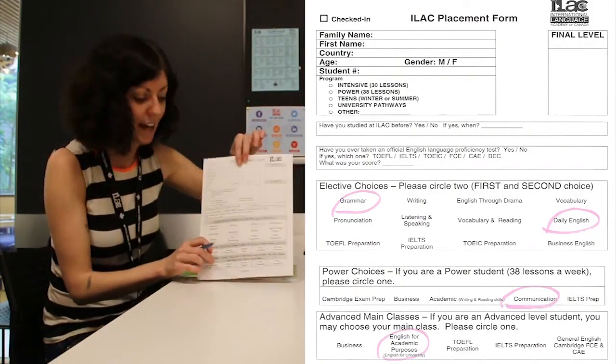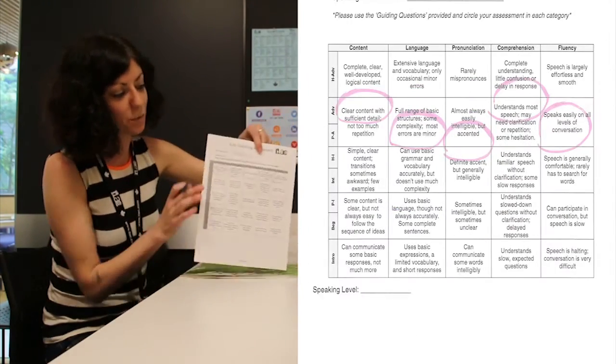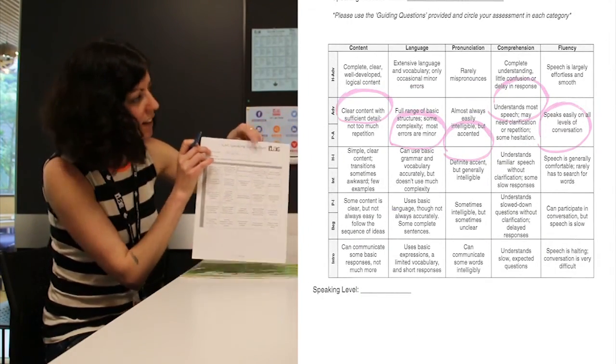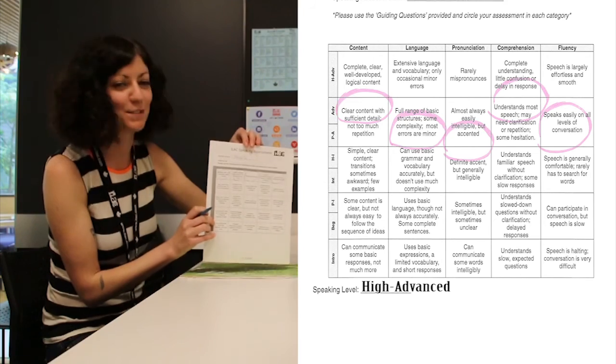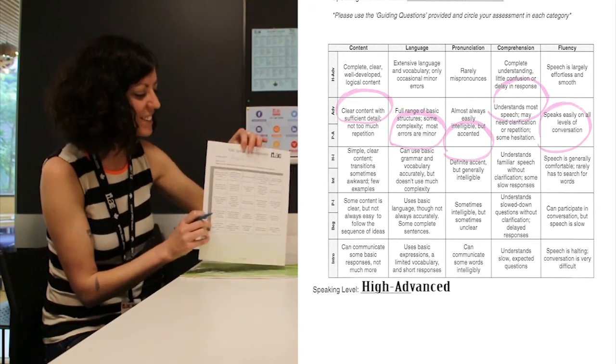Okay, so what we've done here is we've completed the elective and main class choice, and we've filled out the speaking assessment. Sean's level is high advanced. He's a very fluent speaker of English. So now I give him back his placement form and tell him that he can go back to his table. And now we've completed the speaking assessments at ILAC.